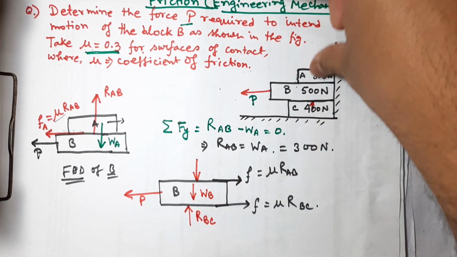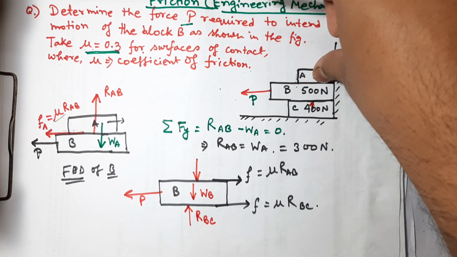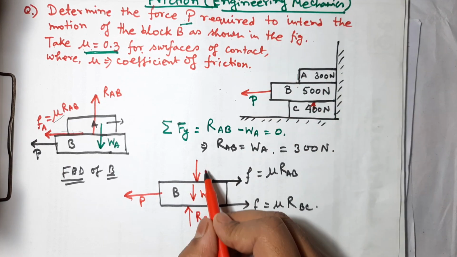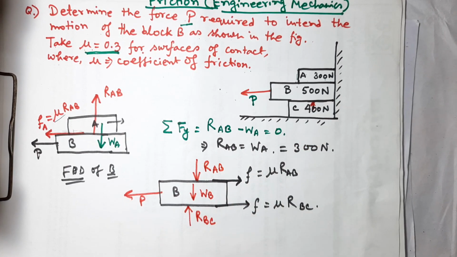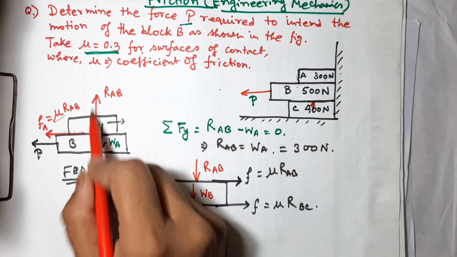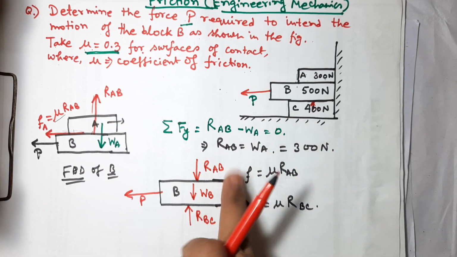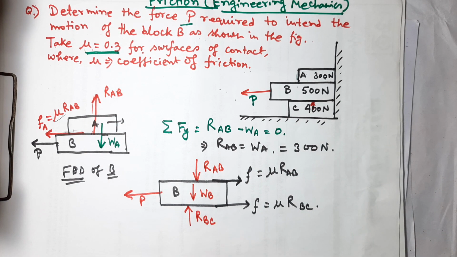The A block will exert a normal force on the B block, that is equal to RAB, right? So actually this is RAB. See, here I have written it this way. Can you understand? Again I am explaining, again I am repeating.